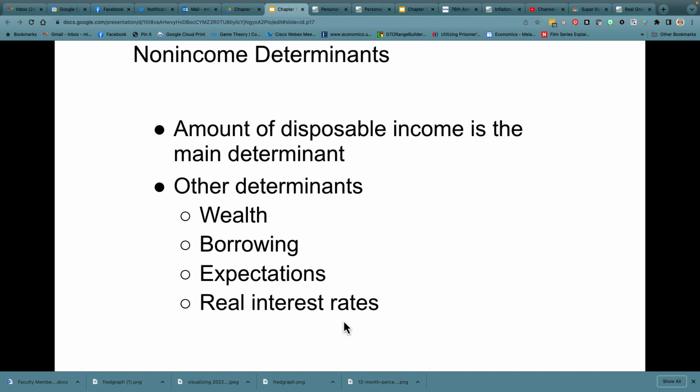But on the other hand, it works both ways. Let's say the price of your stock takes a nosedive and falls to $1. Now, without selling that stock, without realizing the loss, you feel much less wealthy and you tend to spend less. Okay, we call that the reverse wealth effect.